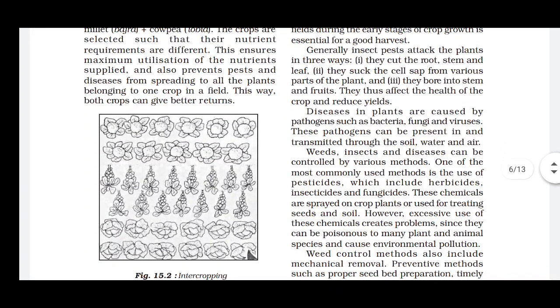Next is the insect pest. Insect pests attack the plants in the following ways. They will cut the root, stem, and leaf, for example, the locust. They will suck the cell sap from various parts of the plant. They will enter into the stem and fruit and will spoil the seeds of the fruit. Pests can be controlled in many ways, with the use of resistant strains, disease resistant strains. Summer plowing: in this method, fields are plowed deep during summers to destroy weeds and pests.